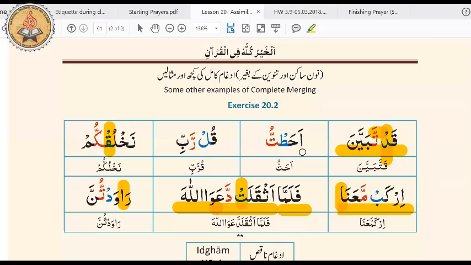Ahatu. Say that once more. Ahatu. Yeah, so you made the ta long, and I think you realized that. But when you join this ha with this ta here, you need to hear that stressing sound, that joining sound of this ha with this ta. So ahatu. Good, well done.